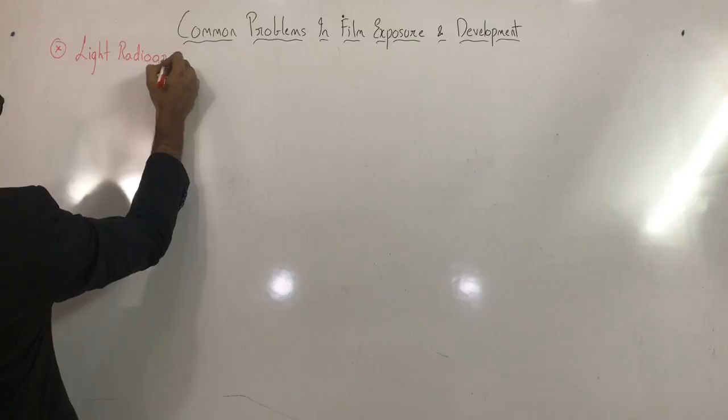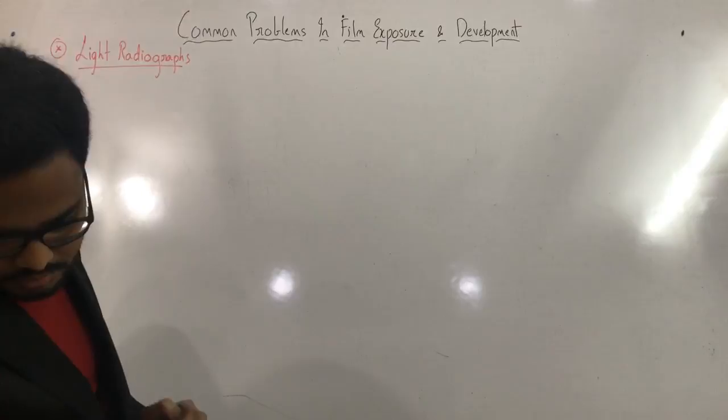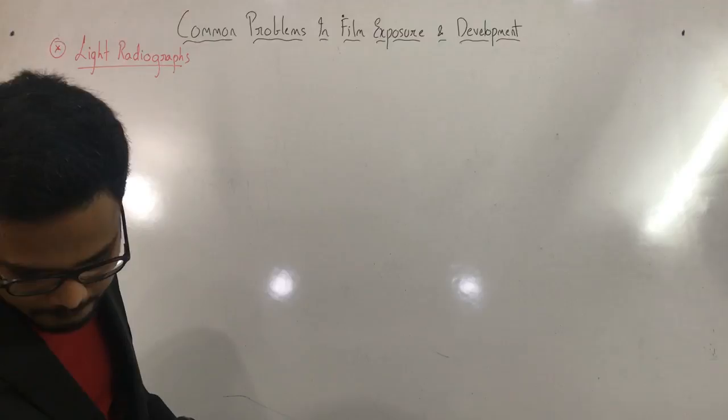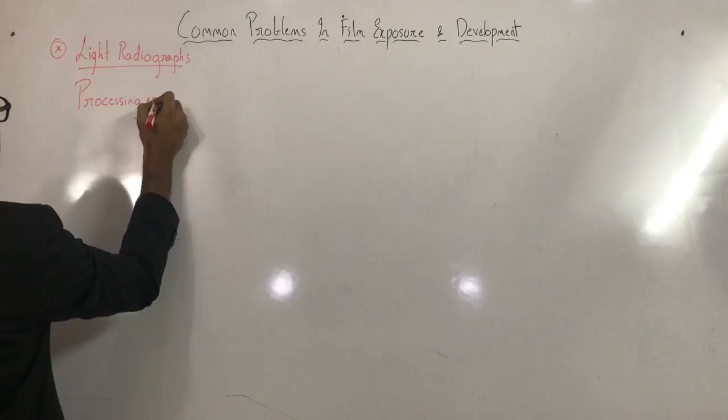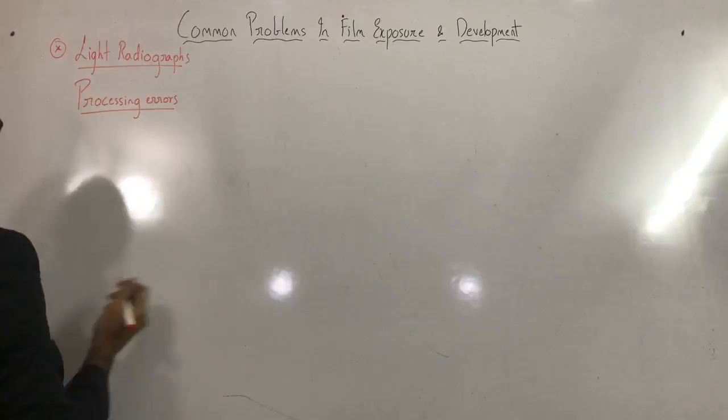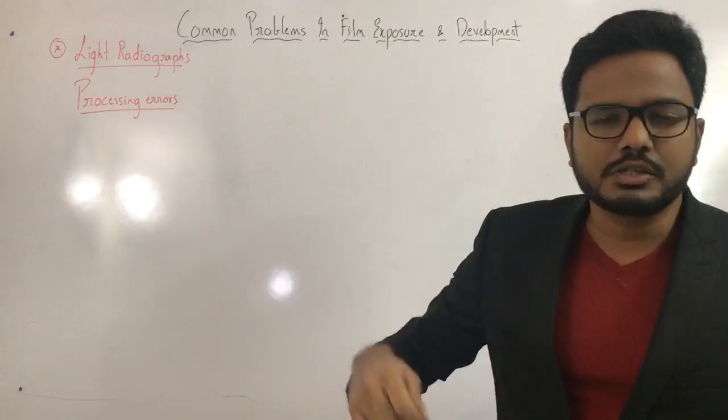Light radiographs. I hope it's visible, right? So tell me the list of various processing errors, that is when you're developing, various processing errors that can lead to light radiographs.